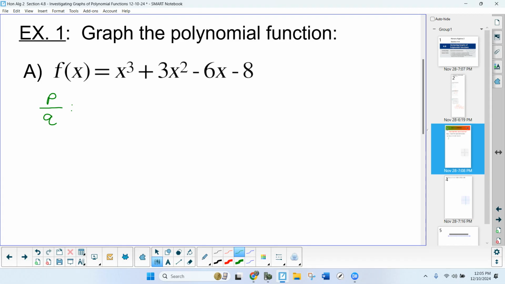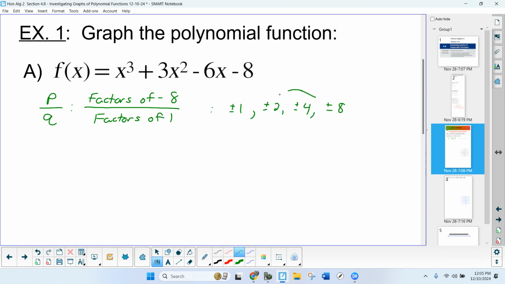So P is factors of what number? This is factors of what? -8. And this Q is factors of what? 1. Now, I will tell you, I tried to be nice in the numbers that I picked for you. So anything divided by 1 is just itself. So I really only need the factors of 8. What are the factors of 8? 1 and 8. What else? 2 and 4. Do you guys agree that these are the only possible rational zeros? Okay, those were what we had wanted at the top of that quiz that you guys had the other day.